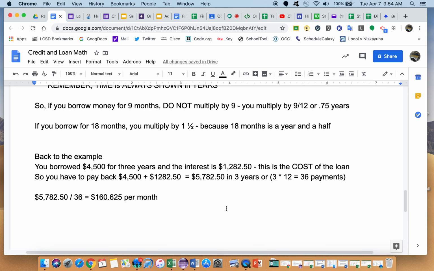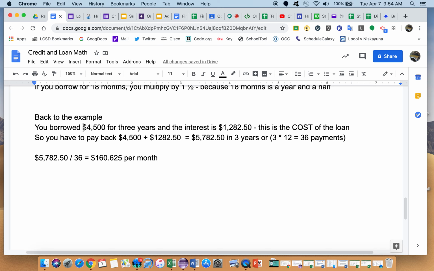All right, back to the example. If you borrowed $4,500 for 3 years and the interest is $1,282.50, remember that $1,282.50 is the cost of the loan. It's going to cost you that much money to borrow $4,500. So you would be sending back a total of $5,782.50 in 3 years. Now you make monthly payments, so you would be making 36 payments over the course of a 3-year span. So what's my monthly payment?